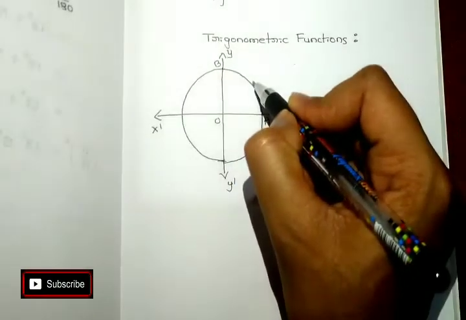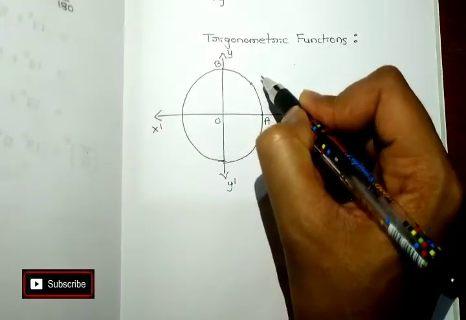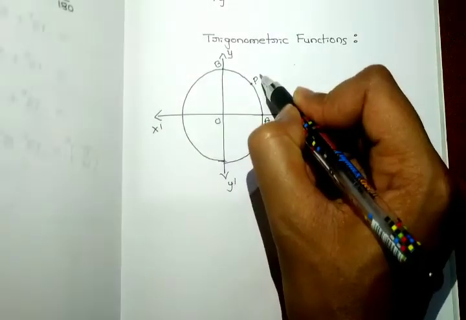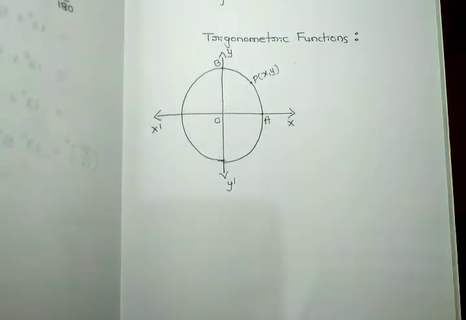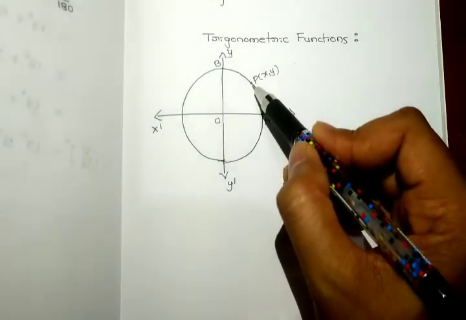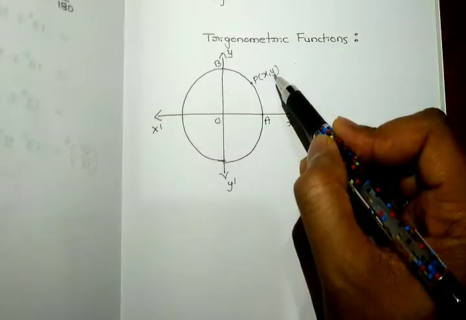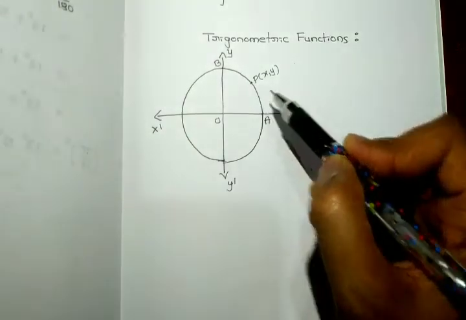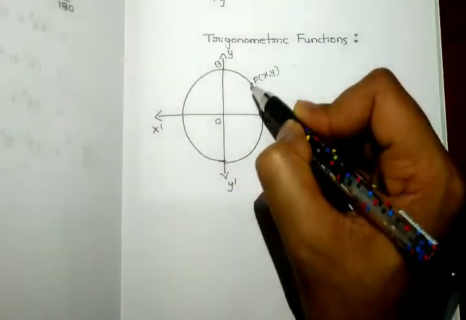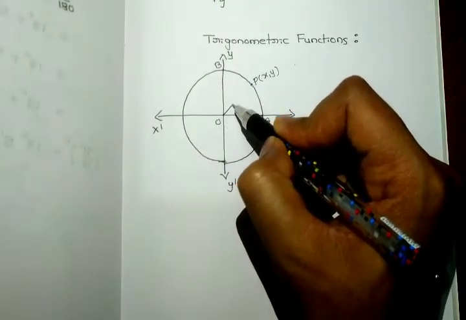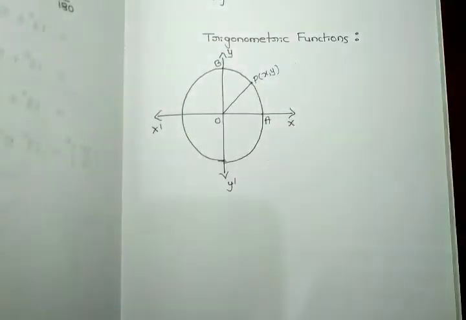Next, on the circle I am going to take one point. That point I am going to take as P(x, y). Let P(x, y) be the point on the circle. Next I am going to join the distance OP.